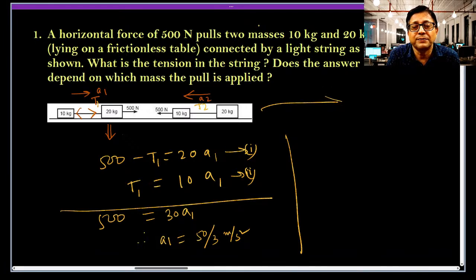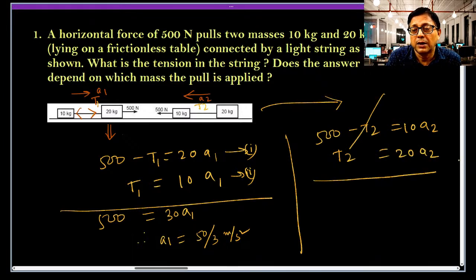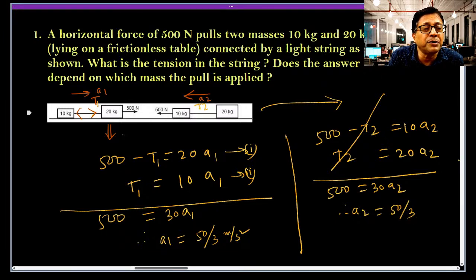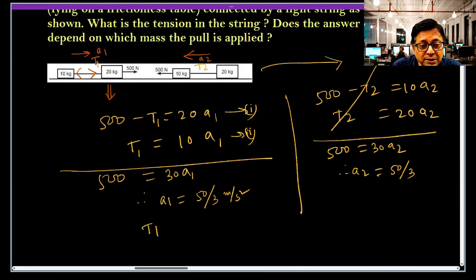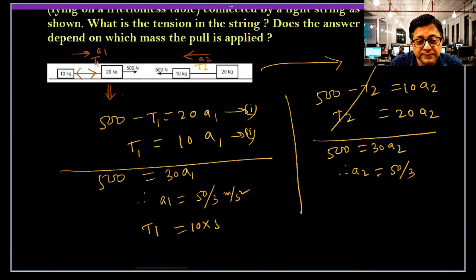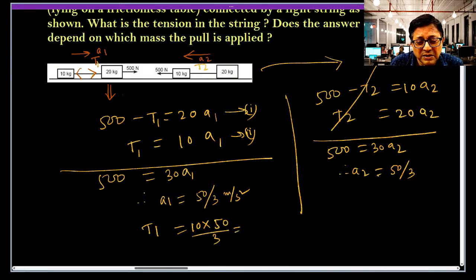And for this one, how will you write? 500 minus T2 equals 10a2, and T2 must be 20a2. So 500 equals 30a2. The external force is 500 Newton here, and also 500 Newton there, so acceleration will remain the same, but check the tension value. Here tension is 10 into 50 by 3, so it is 500 by 3.